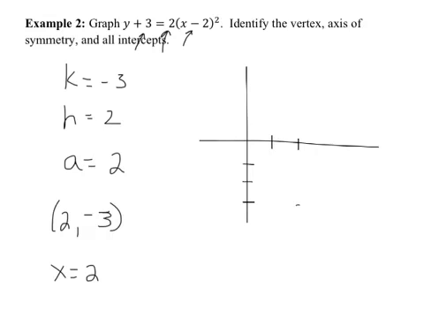Here's our vertex. And I knew only to go down 3 and over 2. I'm going to need some more room over here, obviously, because the graph's going to open up. But I don't need any more room further down. So when I make this axis, I stop here. It just makes sense. Alright, so we got our y-axis and our x-axis.